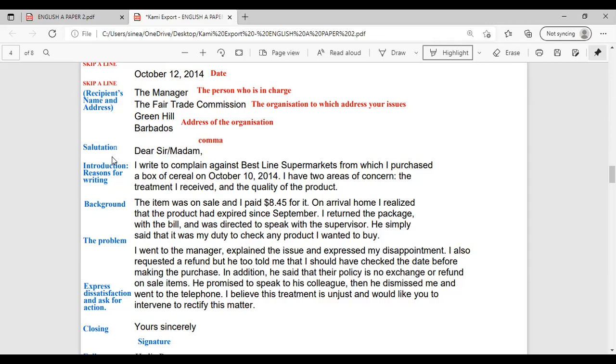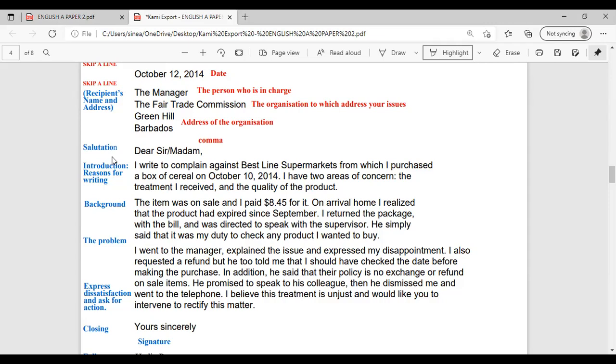Remember, I told you we are writing to talk about two complaints. The first complaint is the treatment which a person received, and two, the quality of the product. So the language here, the tone we are getting here, is one of dissatisfaction, and we ought to maintain that type of tone throughout our letter, right? So that was paragraph 1.